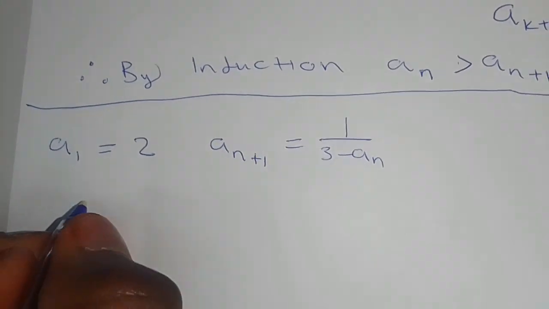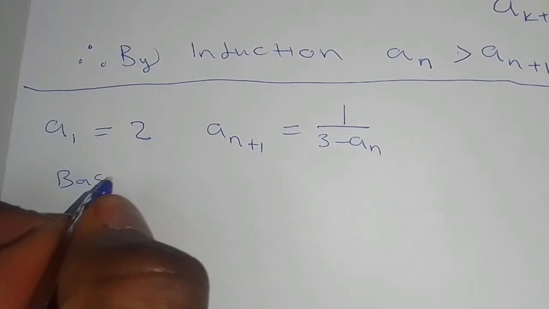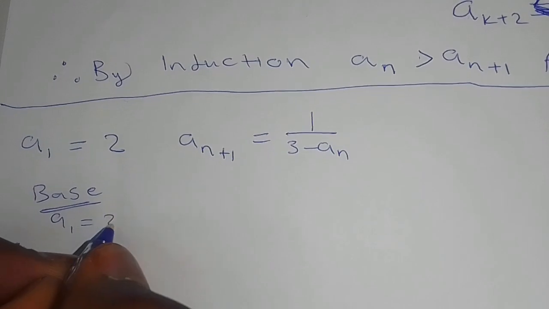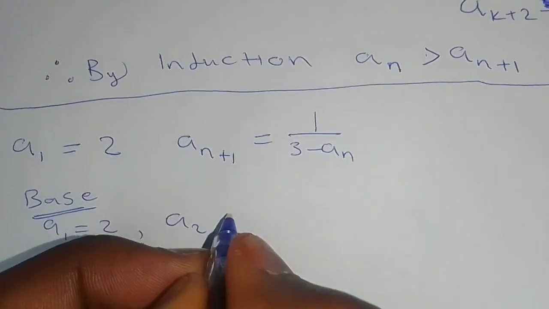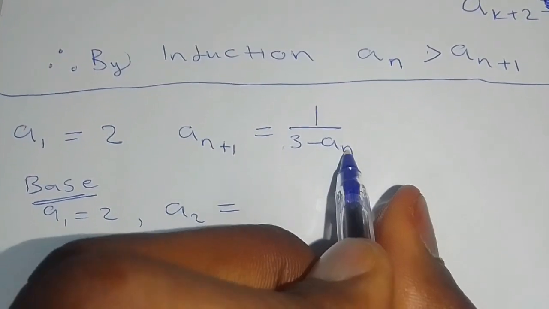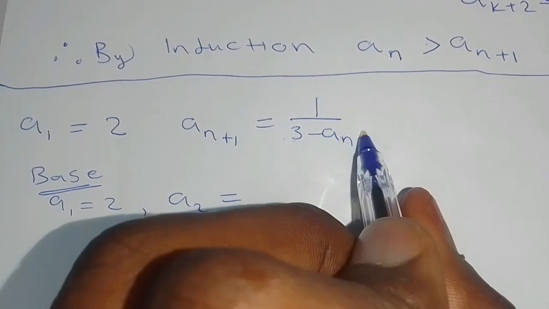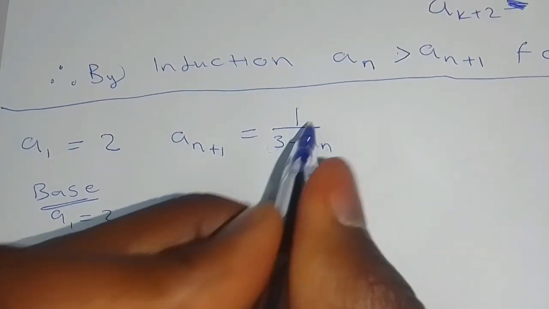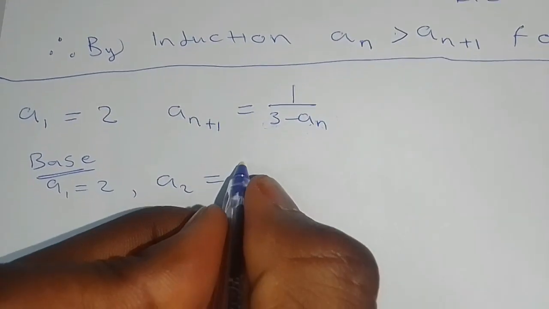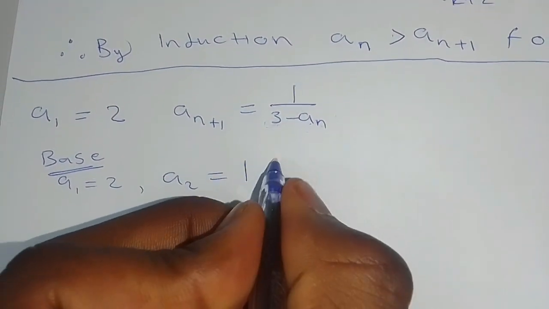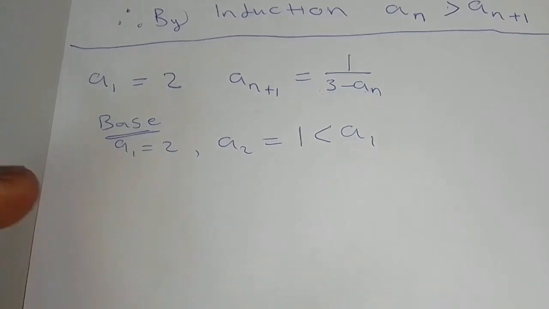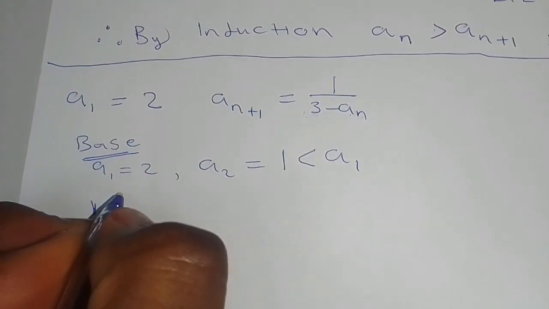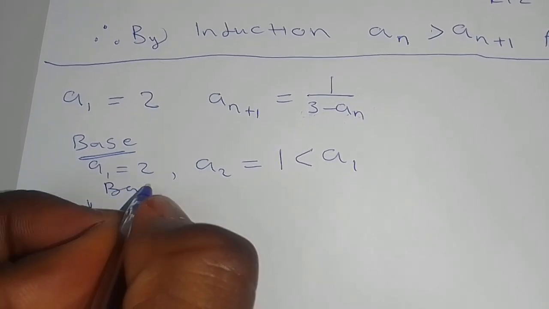Remember, you start with the base case. Notice that a1 is 2, it's provided, and a2 will be 1 over 3 minus a1. Since a1 is 2, if you plug in 2, you get 1 over 3 minus 2, which is 1 over 1, which is 1. So a2 is 1, which is less than a1. So we know that the base case is true.